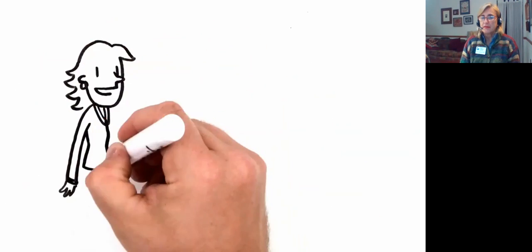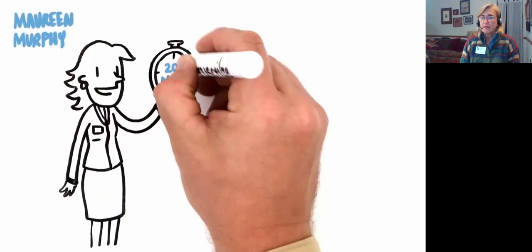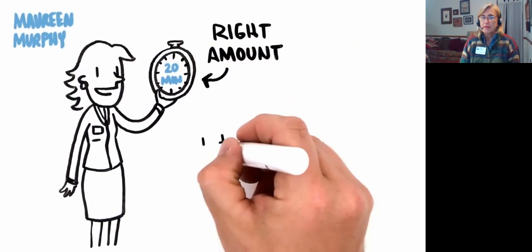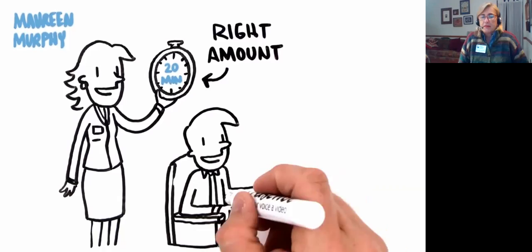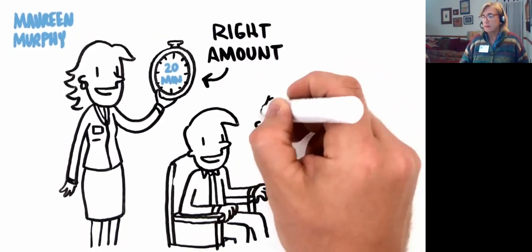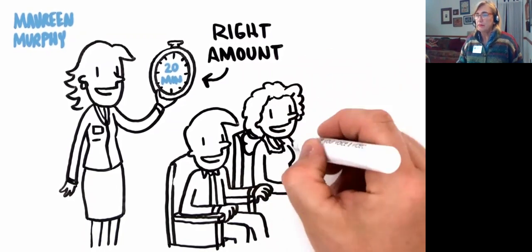Maureen Murphy tested the idea that 20-minute presentations are the right amount of time. She had adults attend a 60-minute presentation and the same presentation broken up into 20-minute chunks.